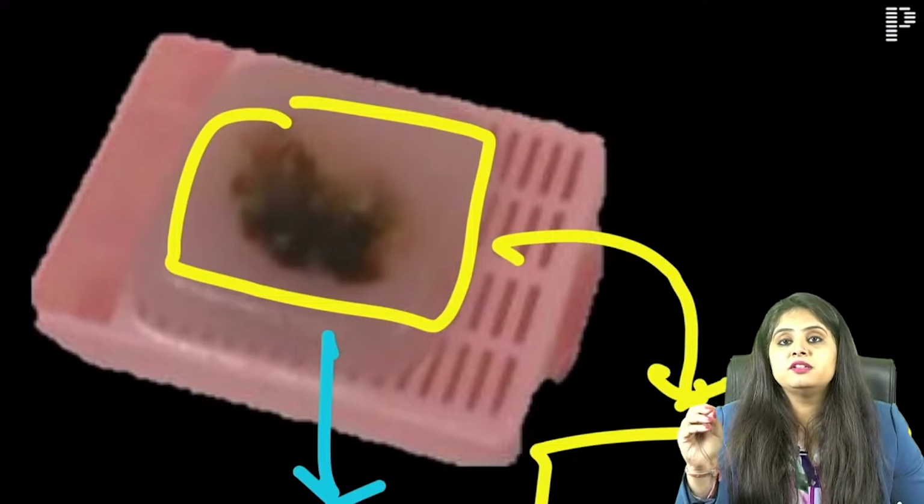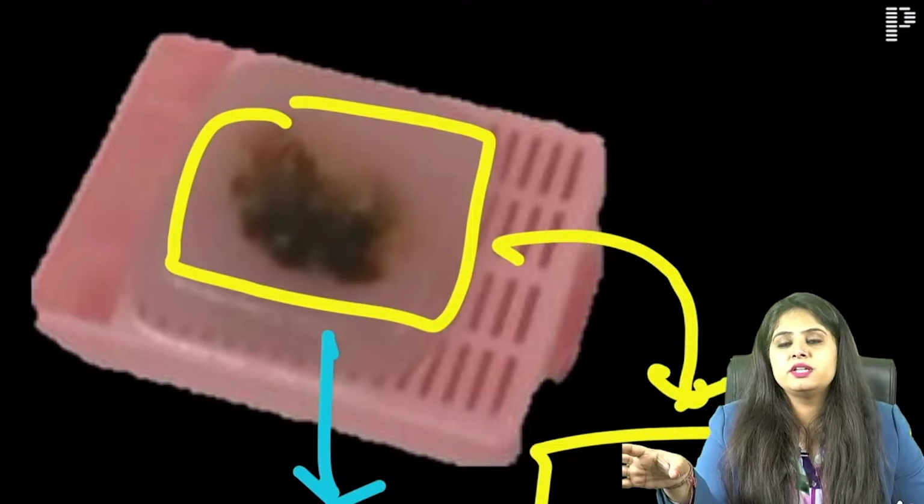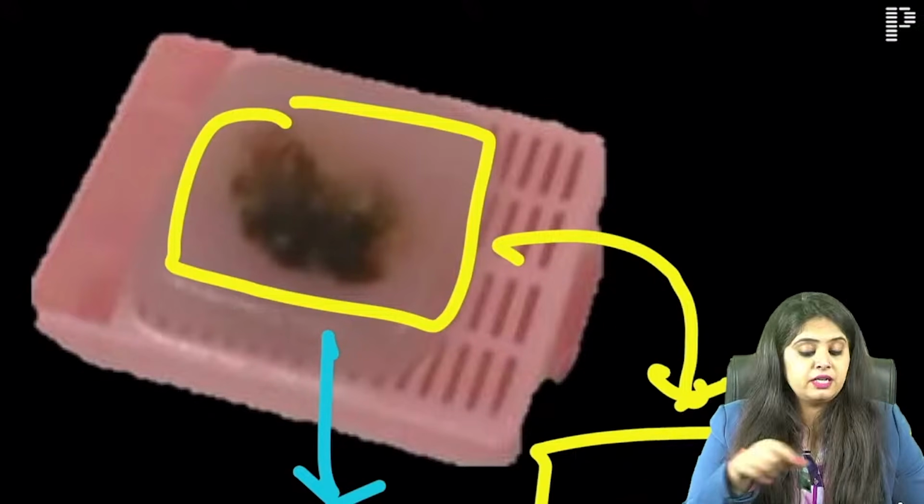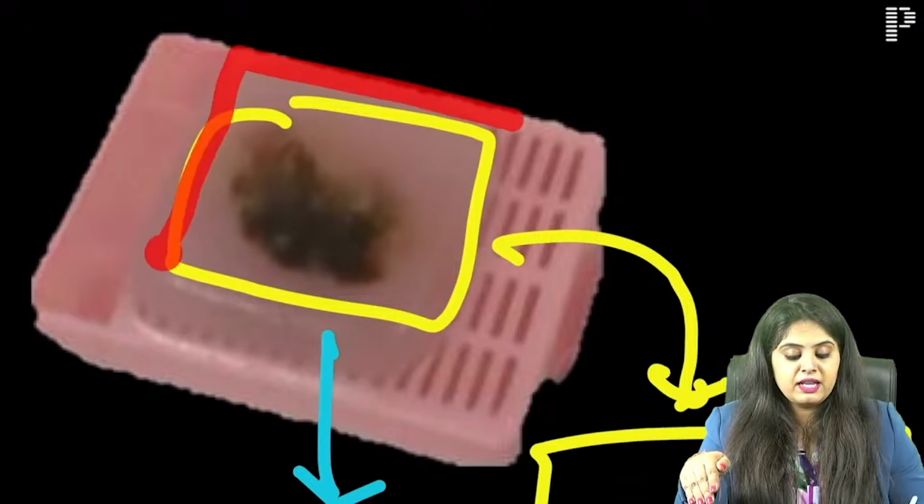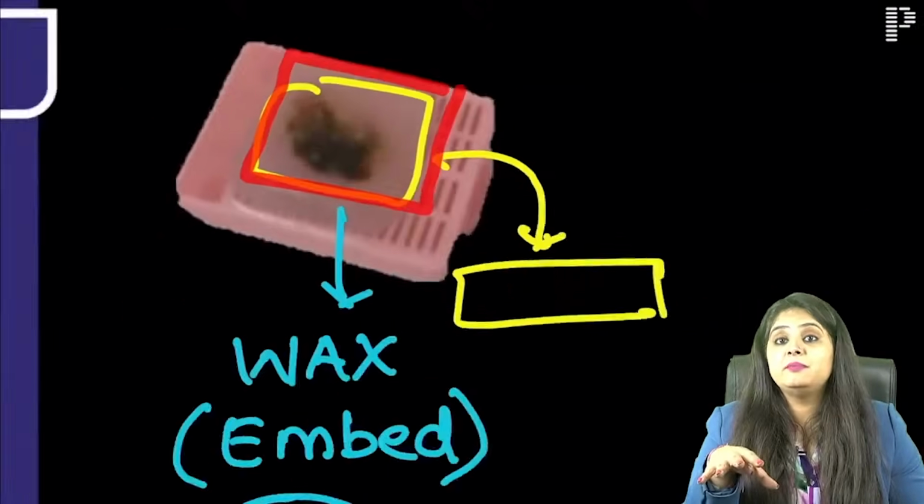5 years, 7 years. Usually we say human tissue will degenerate, it will rot, it will degenerate. Inside this it will not. Now it is for eternity, you can say. So what have I done? I have done embedding inside paraffin wax.